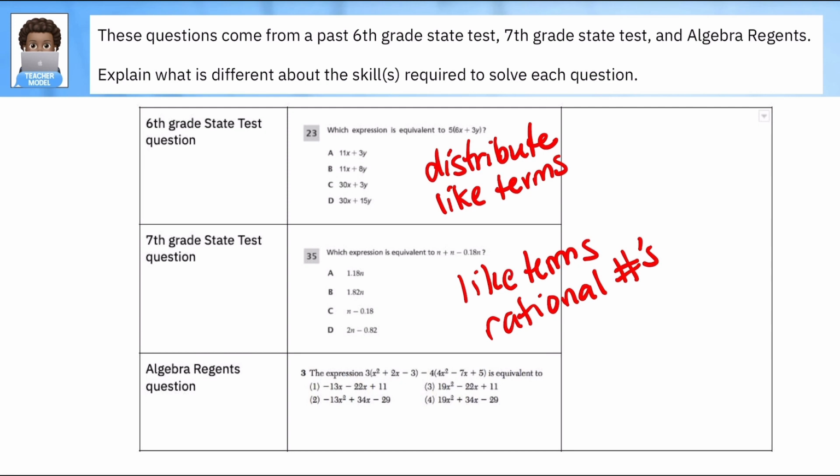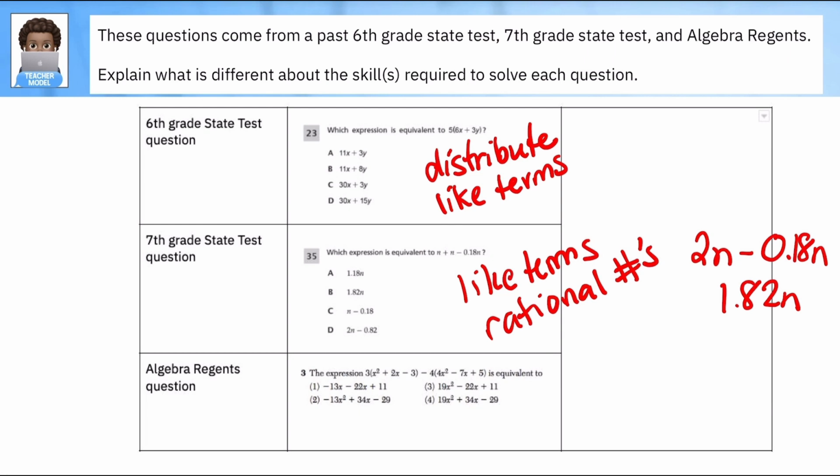So looking at the second one, I have 2n minus 0.18n. These are still like terms, so you would have 1.82n. So again, the numbers aren't as friendly, but you can still do that math. So you're still doing like terms and adding, subtracting.